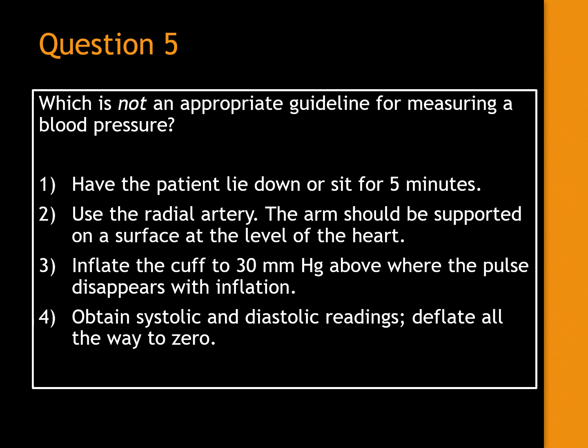And last question, which is not an appropriate guideline for measuring a blood pressure? Have the patient lie down or sit for 5 minutes. Use the radial artery. The arm should be supported on a surface at the level of the heart. Inflate the cuff to 30 millimeters mercury above where the pulse disappears with inflation. Or obtain systolic and diastolic readings and deflate all the way to 0. What's not appropriate?